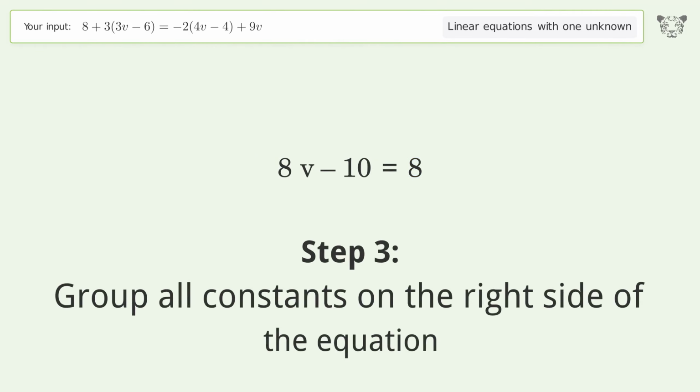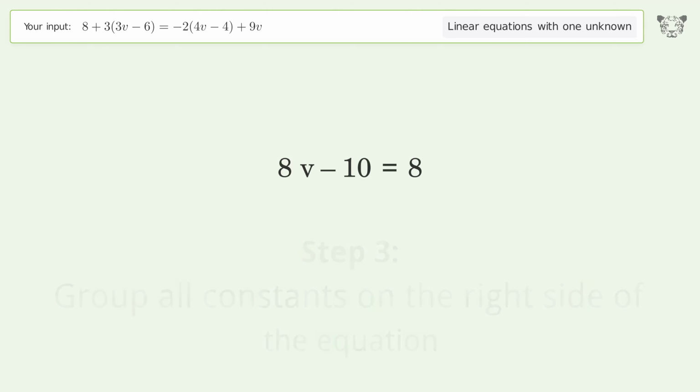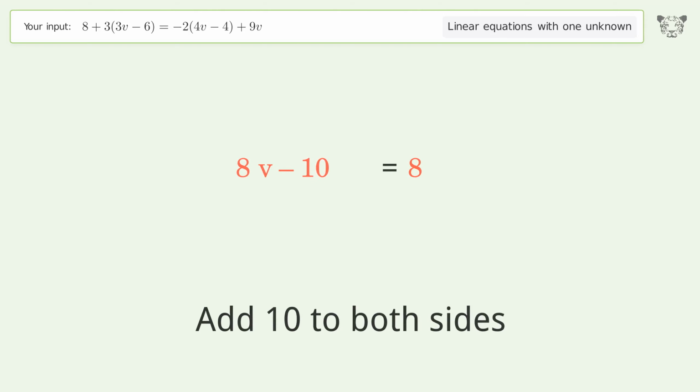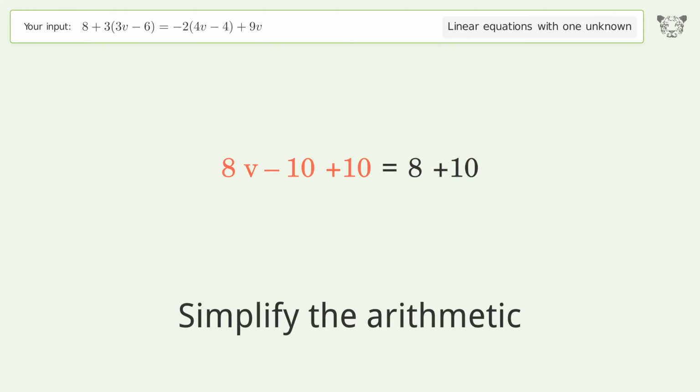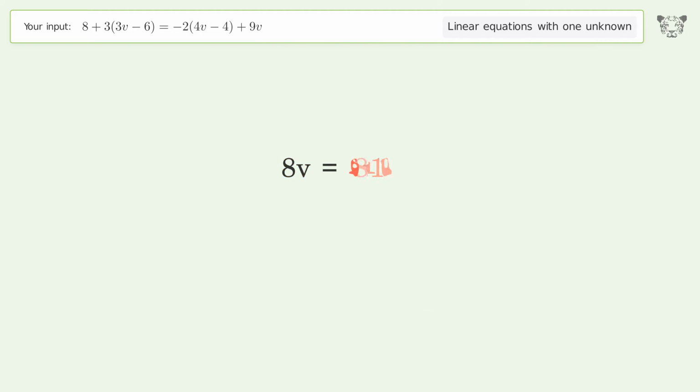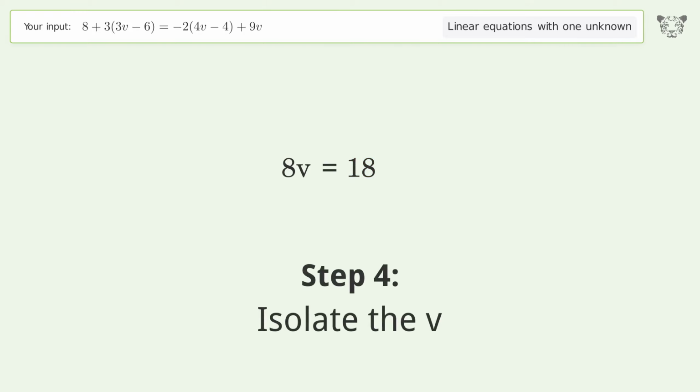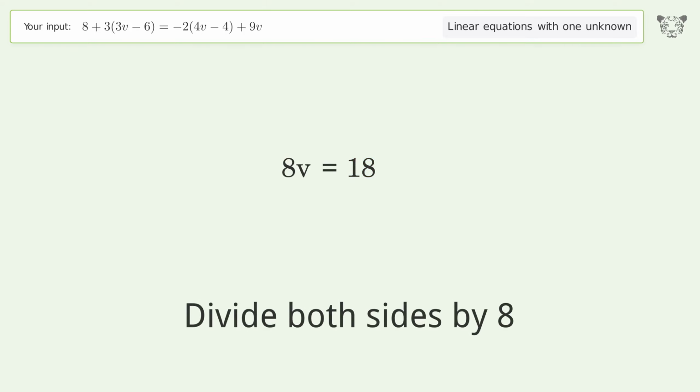Group all constants on the right side of the equation. Add 10 to both sides. Simplify the arithmetic. Isolate the v. Divide both sides by 8.